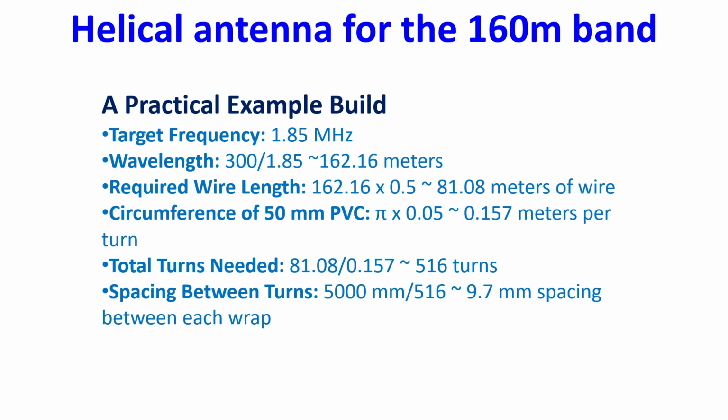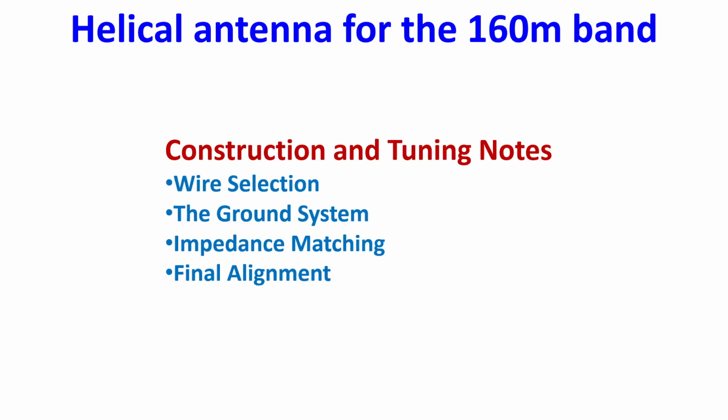Circumference of 50 mm PVC, pi into 0.05, about 0.157 meters per turn. Total turns needed 81.08 divided by 0.157, around 516 turns. Spacing between turns 5000 mm, that is the length of the pipe, divided by 516, around 9.7 mm spacing between each wrap. Construction and tuning notes.